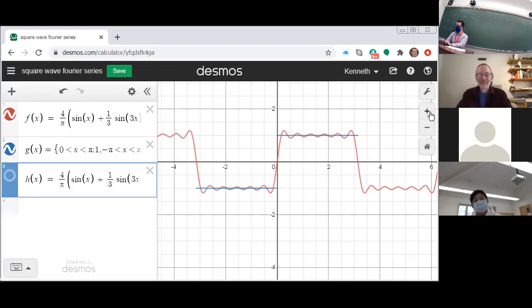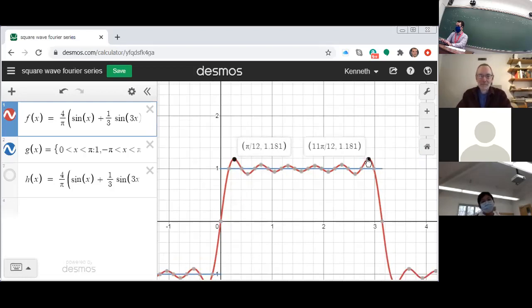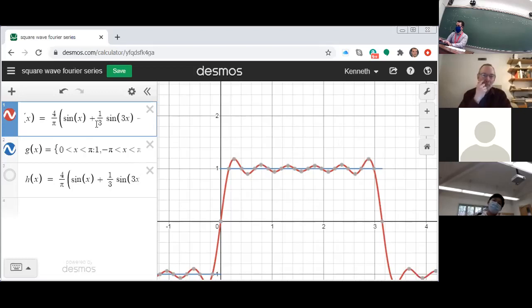Yeah, so the question is about these peaks right here. And this peak is at pi over 12. And so the question is, do they ever go away? And I mean, yes and no. Probably they don't ever go away, but they get smaller and they start moving a little bit. So you're going to see a phenomenon, what you're asking about, I think is the difference between pointwise convergence and uniform convergence.